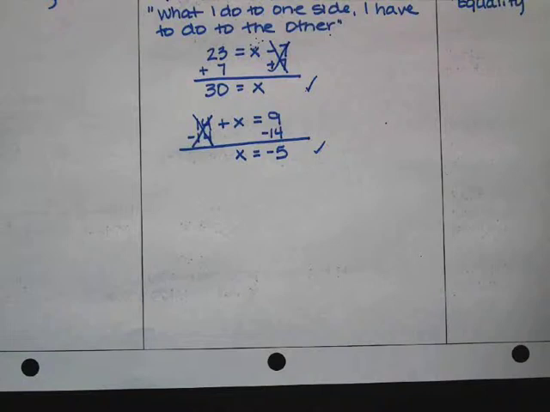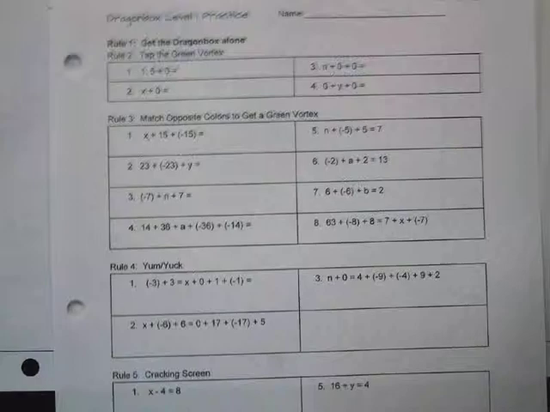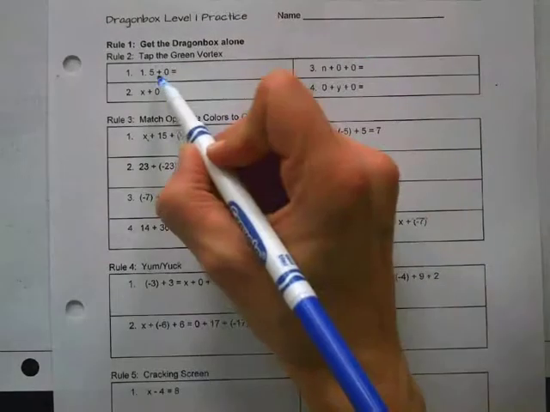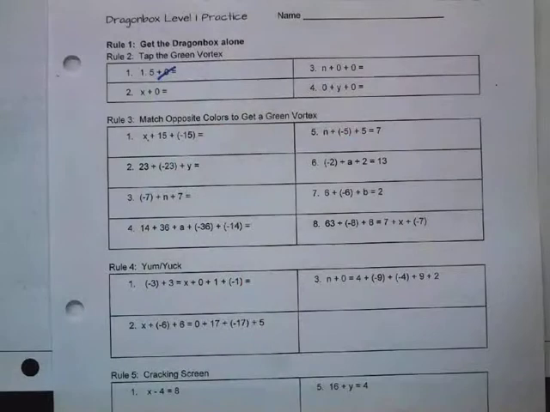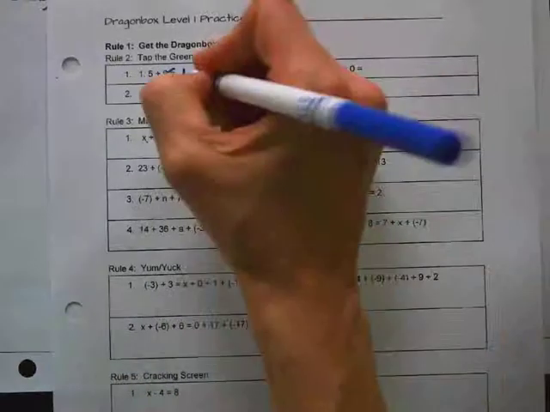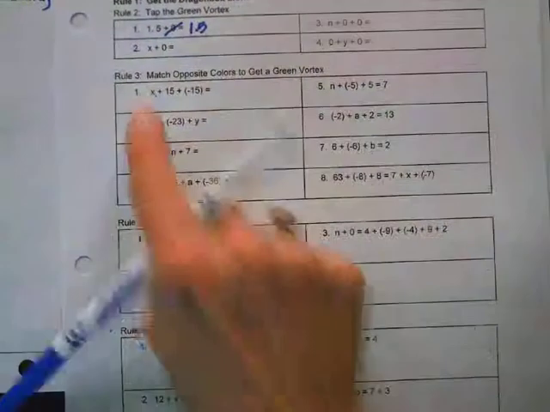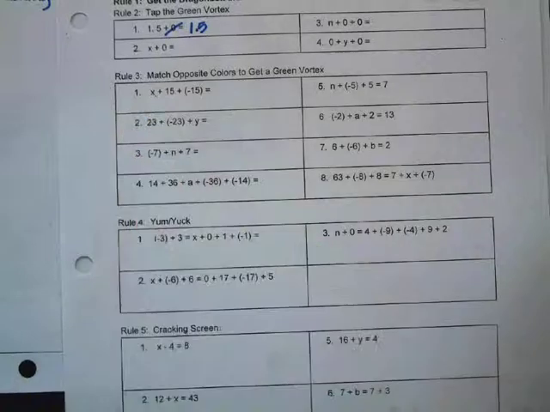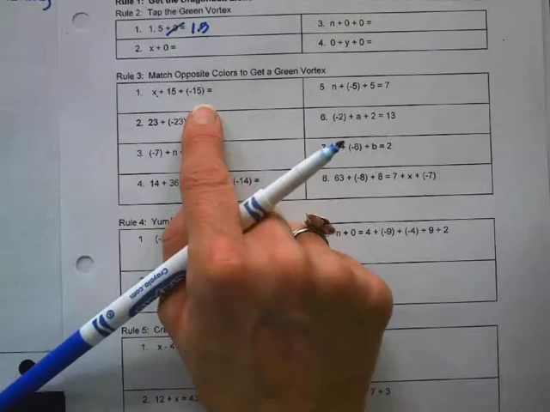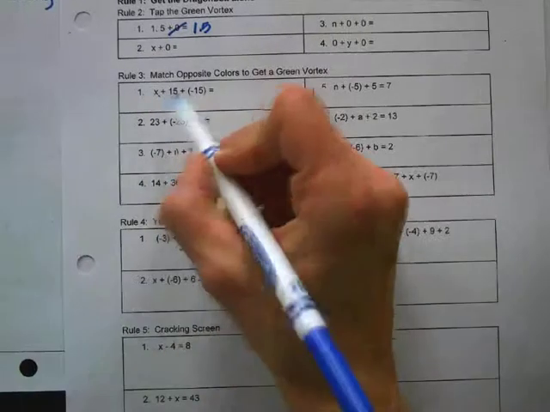Okay, real quick. Some people are looking at this and they're like, what do we really do with this? If you look at tap the green vortex, what do we do with the green vortexes? We tap them and where did they go? They disappeared. So my plus 0, I really don't need them there. What is 1.5 plus 0? 1.5. Okay? Let's look at rule 3 down here. Match the opposite colors. What's going to happen when I take the 15 and I match it to the negative 15? It's going to cancel out.